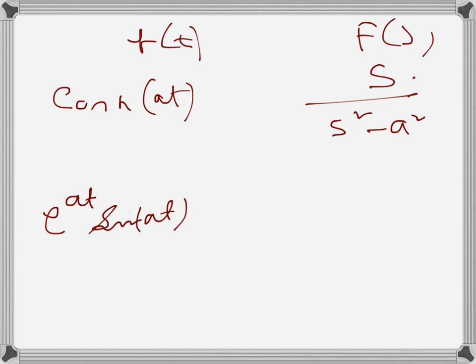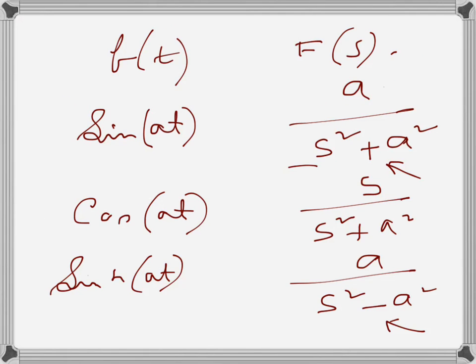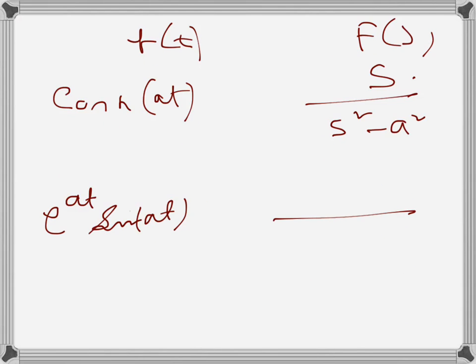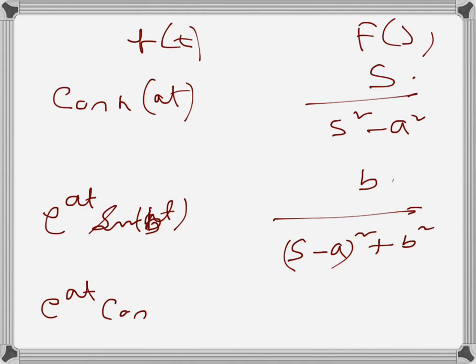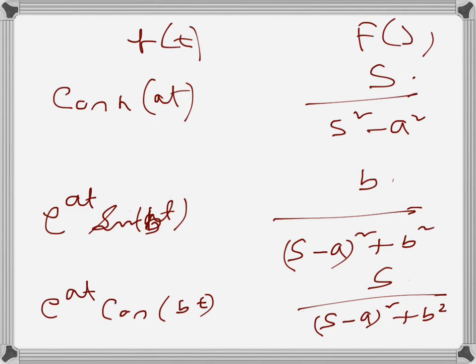We encounter such products often. So when we Laplace transform this one, it's kind of this one and this one together. So let's say this is bt, not both the same. So e to the power at times sine of bt becomes b over (s minus a) squared plus b squared. Similarly, e to the power at times cos bt, sorry, then it will become (s minus a) over (s minus a) squared plus b squared, and here it is s minus a.